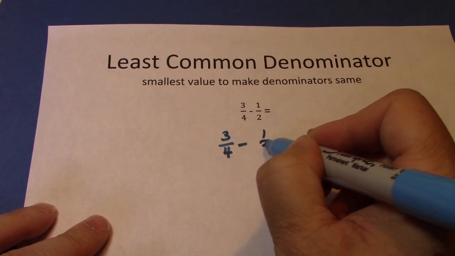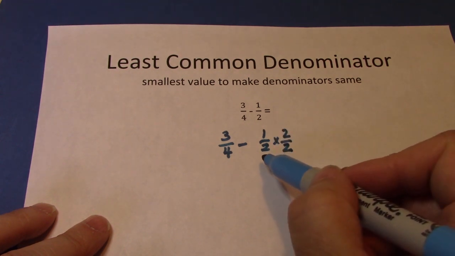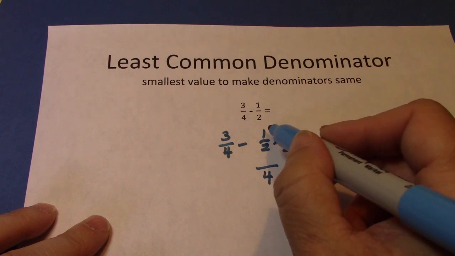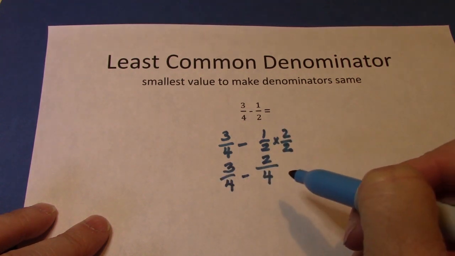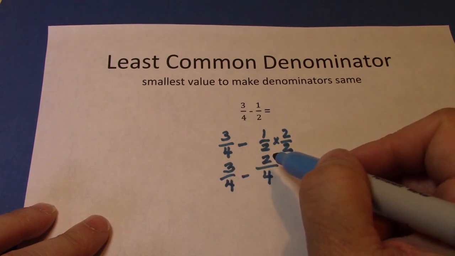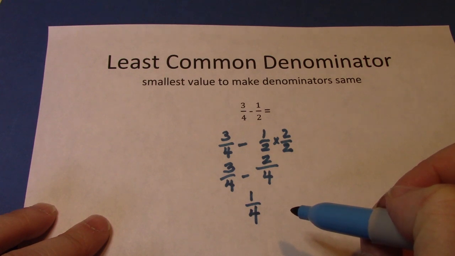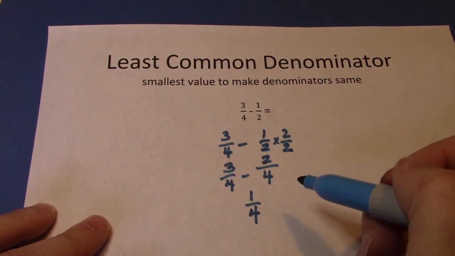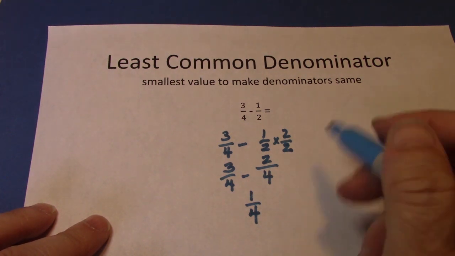How am I going to do that? I'm going to multiply by 2 over 2. That's what I need to do to get the denominator to be 4. 2 times 2 is 4. 1 times 2 is 2. Bringing this down. 3/4 minus 2/4 is 1/4. That saved us a lot of time. We got the exact same answer as before. Actually, I didn't simplify the one before, but if I had, it would have been 1/4.